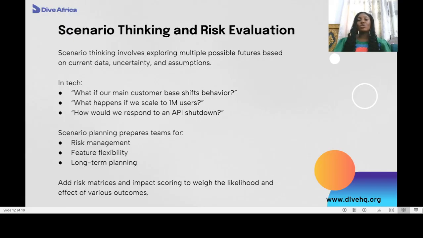This helps you prepare solutions before problems happen. That is why this is another area that can help you become an effective problem solver, because you are preparing solutions even before the problem arises. So all those things we need to really pay attention to, so that we can be better.